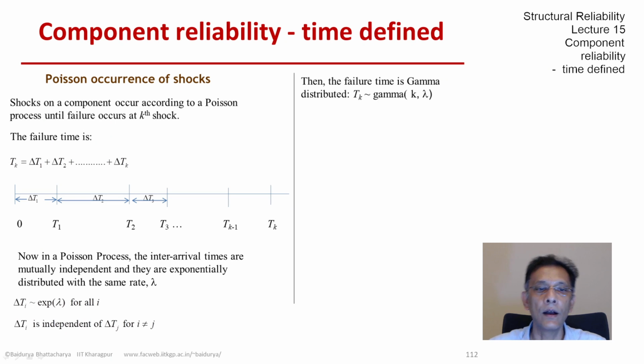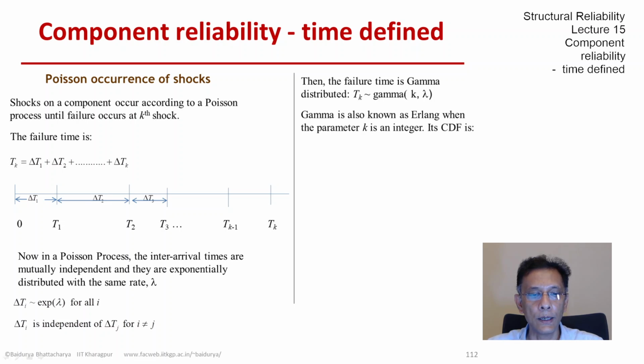So the failure time, the sum of these independent exponentials, is a gamma random variable, and tk is gamma distributed. The gamma distribution is defined by two parameters, k and lambda. And if k is an integer, it's sometimes known as the Erlang distribution. Now let's derive the CDF of the gamma random variable.